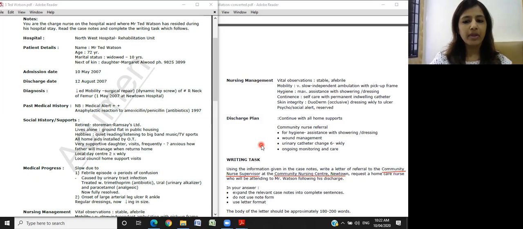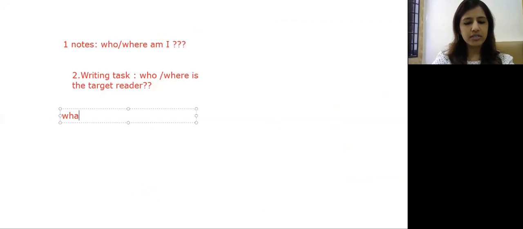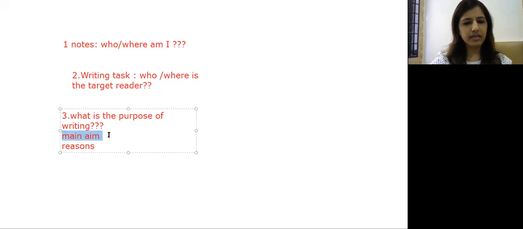So see, your target reader is not the nurse herself, but the nurse supervisor. So this is very important to be able to differentiate. Third question you ask yourself is, what is the purpose of writing? Why are you writing this letter? Right? Now, this can be answered probably in two ways. One is, you can say the main aim, okay? And then the reasons. So the main aim why you're writing this letter, and then there could be some reasons or requests that you may be making to that person.